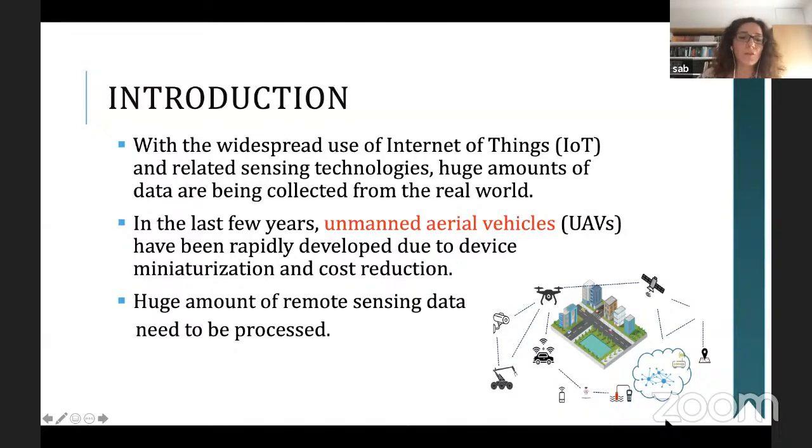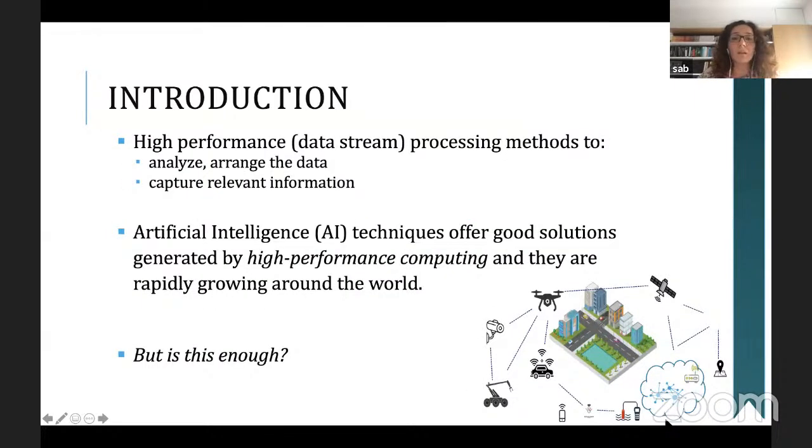It is urgent. There is the urgency to process this remote data, this big amount of data. In this direction, high performance processing methods are working to analyze the data, capture relevant information. In recent years, other technologies like edge computing systems are also working in this direction in order to reduce the network overload and to reduce the time of computation.